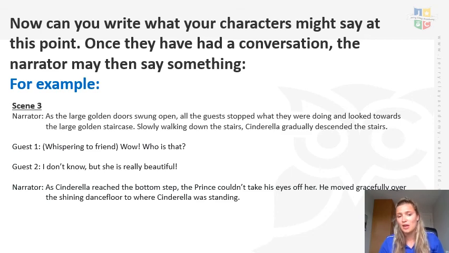So I'd like you to have a go now at writing your next scene all the way up to the point where it will move on to the next event, the next scene. So for example, for mine, I will write it all the way up to the point where Cinderella leaves the ball and loses her glass slipper behind her.